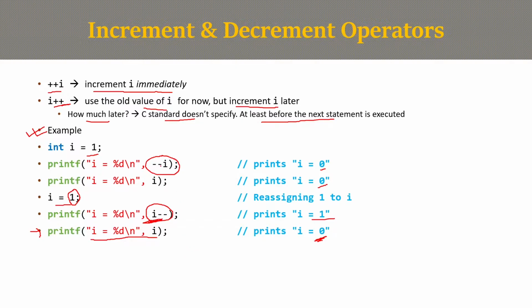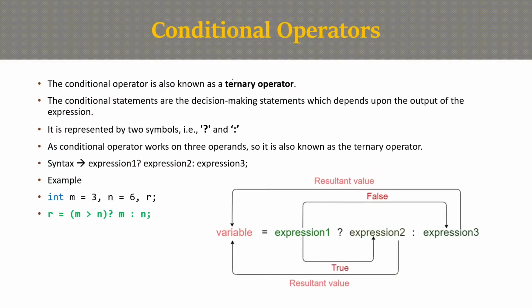So it is better to use the prefix operator if you want to immediately increment or decrement the value of any variable, or say if you don't need to increment or decrement the value of any variable at that time, then you can use the postfix as well. But you need to be careful when using them. Moving on to the conditional operators.